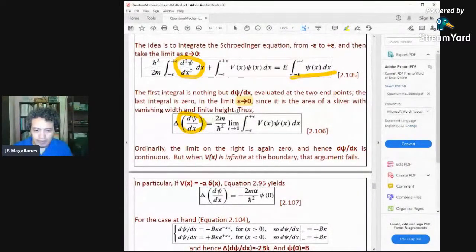And what is the meaning of this delta here? This is now when you evaluate this from negative epsilon to positive epsilon, where epsilon goes to zero. So this one is the whole thing here.